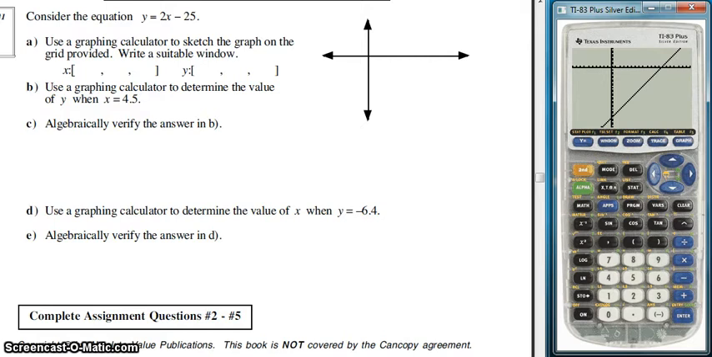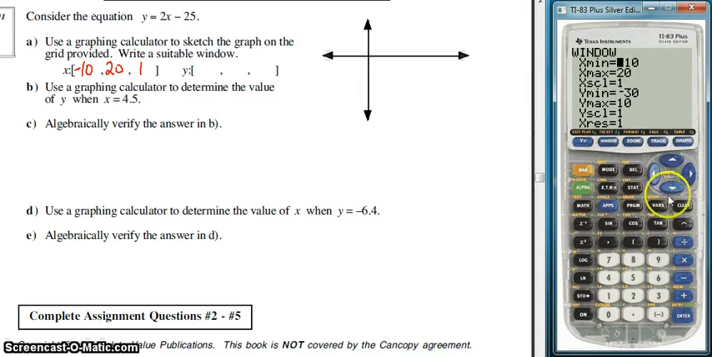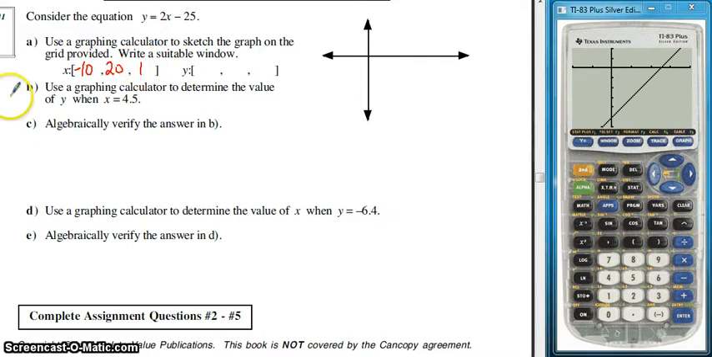So to answer the questions here, my window goes from negative 10 to 20. The increment is 1. Well, let's change the increment, because it's too close. Let's change it to 5, like that. Okay, let's look at my graph. Now it looks pretty good.